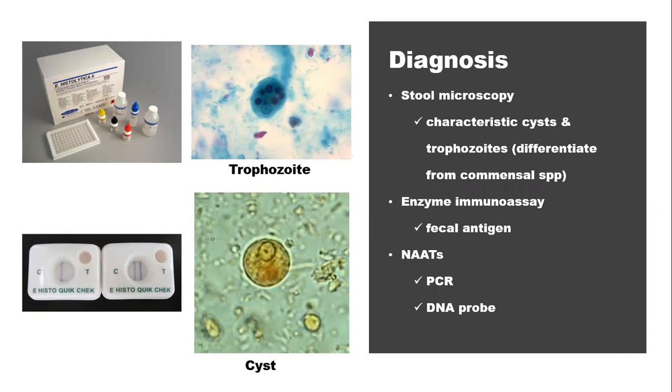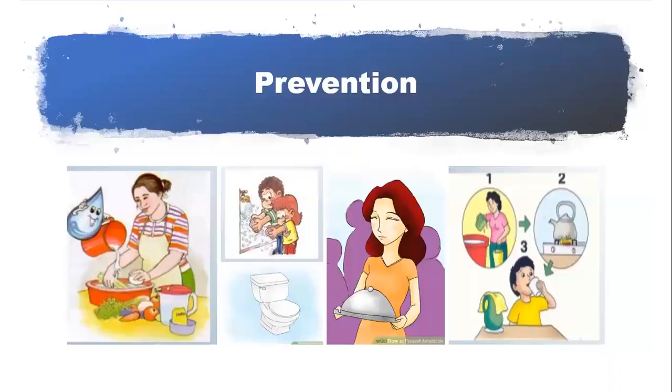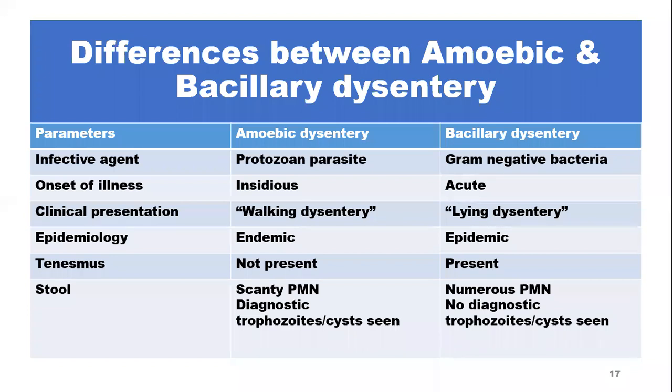Now, because you can also have extraintestinal infection, there are other assays such as the polymerase chain reaction and DNA probes that you can use to make a diagnosis. Enzyme immunoassays can also be applied to the fecal sample to screen for the fecal antigen peculiar to the parasite. Again, prevention is similar to what you have for Giardia lamblia: adequate food hygiene, hand hygiene, and water hygiene.